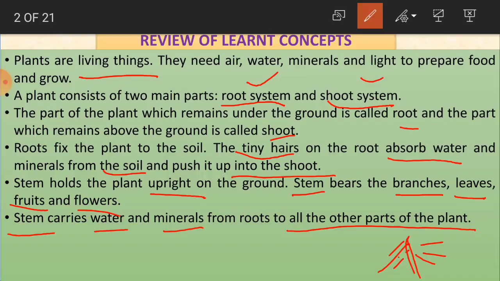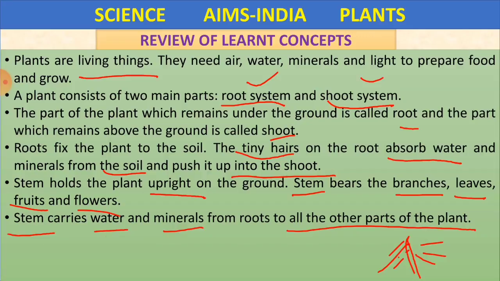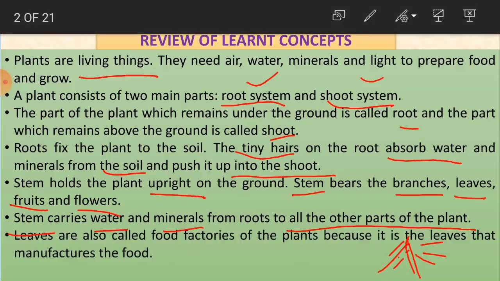Clear, children? Okay. Now, leaves are also called food factories of the plants because it is the leaves that manufacture the food. So, another important part of the plant, what is it? It is the leaves. Why are leaves important? Because they are the food factories.